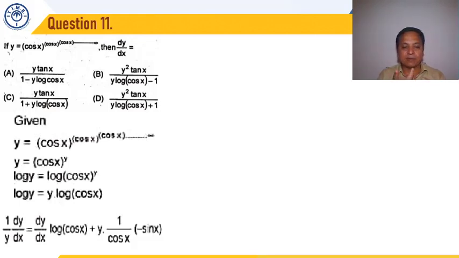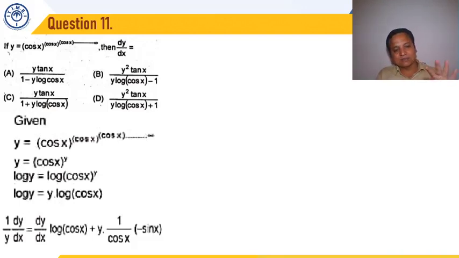On the right hand side, we have to apply the product rule. It's a product of two functions, y into log cos x. So we say log cos x into the differentiation of y, which is dy by dx, plus y into the differentiation of log cos x. Log x differentiation is 1 upon x, so log cos x differentiation is 1 upon cos x into the differentiation of cos x, which is minus sin x.